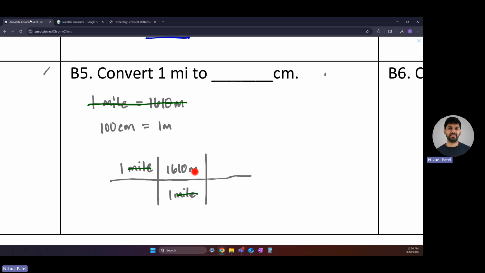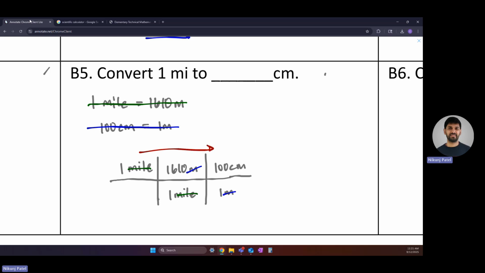Now that we have meters, we're going to repeat the process one more time, and now we're going to put our meters down here. So 1 meter goes below here, and 100 centimeters goes up here. So now we can cancel out our meters because we use this conversion factor. This is exactly what we wanted to happen. We just needed 2 conversion factors instead of just 1.